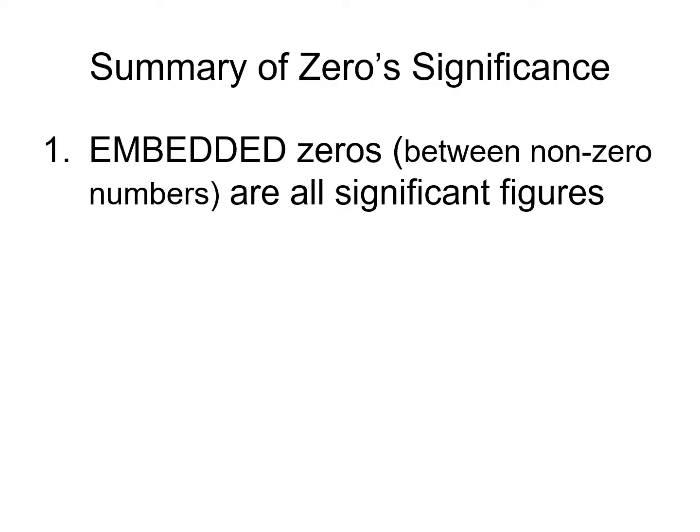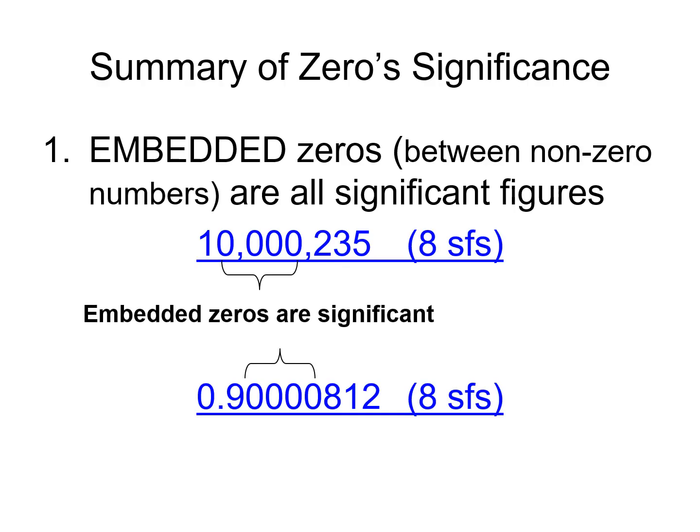So just to summarize, all non-zero numbers are significant. The question is what to do with zeros. If they are embedded between non-zero numbers, then the zero becomes significant. Here's a big number, 10,235,000. Those zeros look like nothing to you, but in fact, they must be measured values. And so this has 8 significant figures, a very precise measurement.